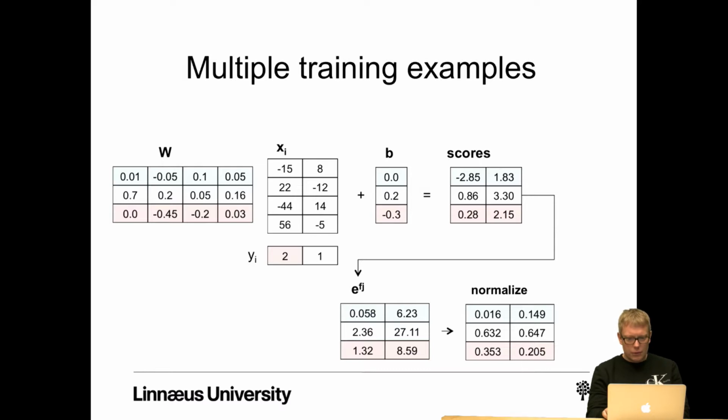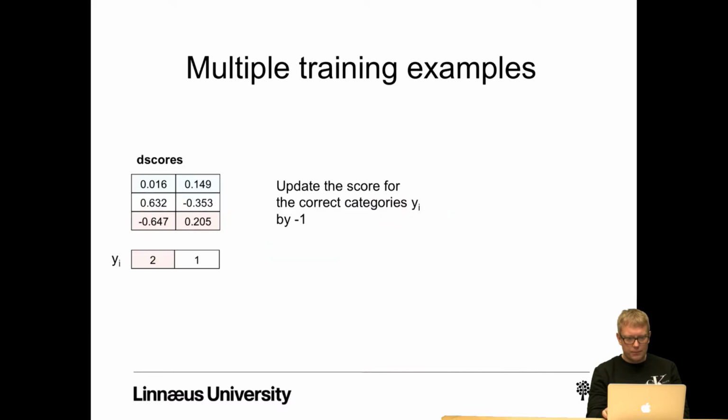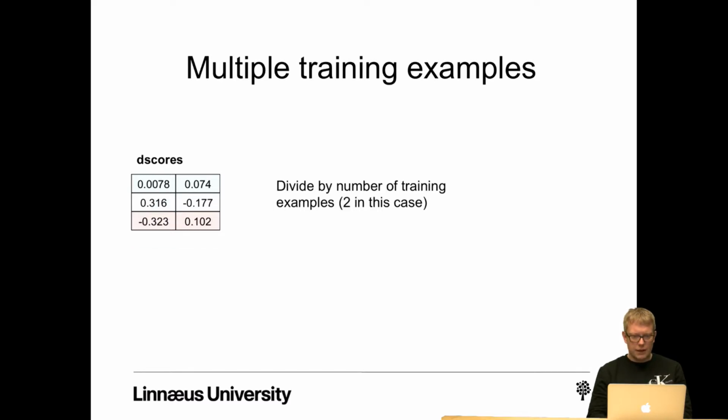And we calculate the d-scores matrix, where we simply update the correct score for the correct categories yi by -1. So in the first column it's the red value we need to update, and in the second column it's the green value we need to update. And then we have to divide by the number of training examples, 2 in this case. So we divide all values by 2, the number of training examples.